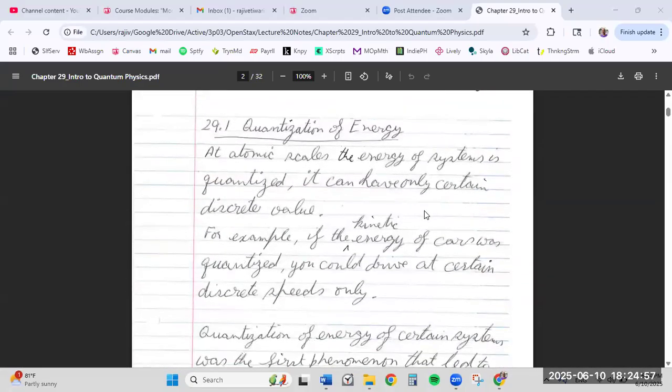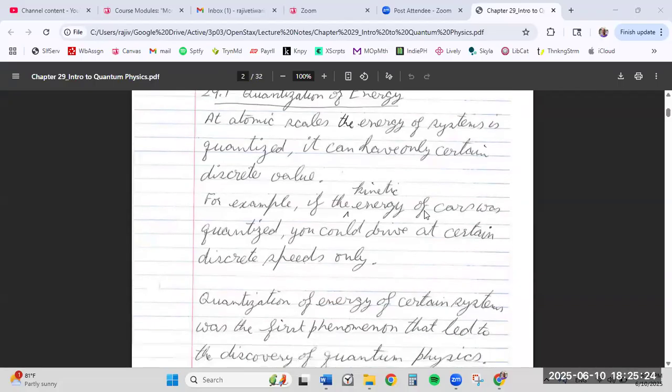In the first section, let's begin with quantization of energy. In classical physics, we didn't have the idea of quantization of energy. You could have 1 joule of energy or 1.1 joules of energy or 1.1115 joules of energy. So there's no limit on how small changes in energy could be.